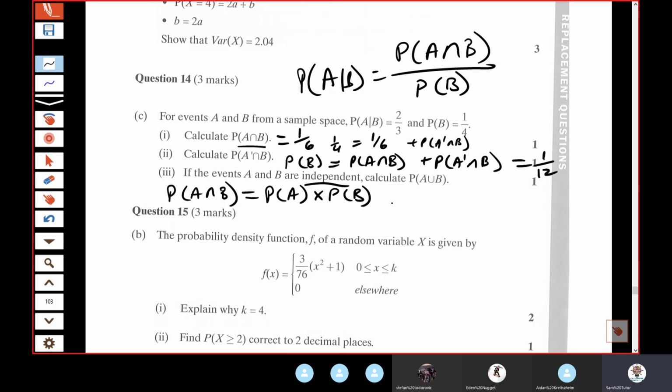All right, find probability of A or B, and that's the other formula. So probability of A or B is equal to probability of A plus probability of B minus probability of A and B.